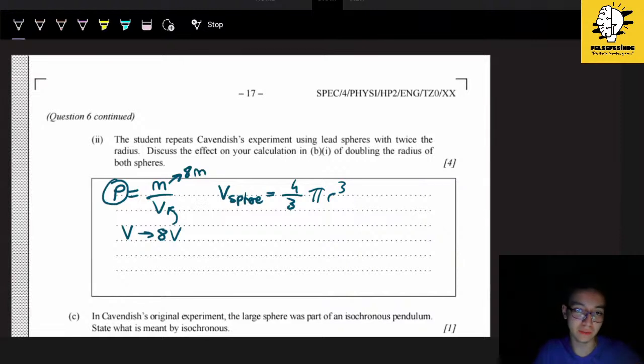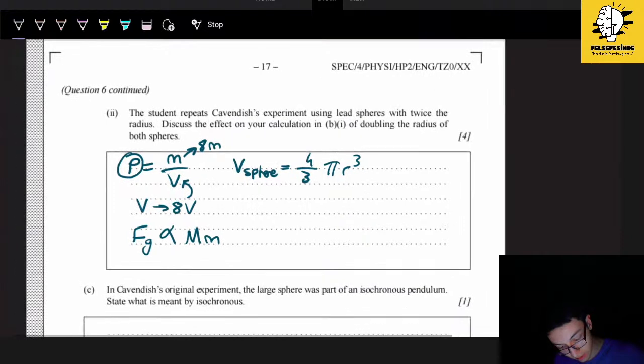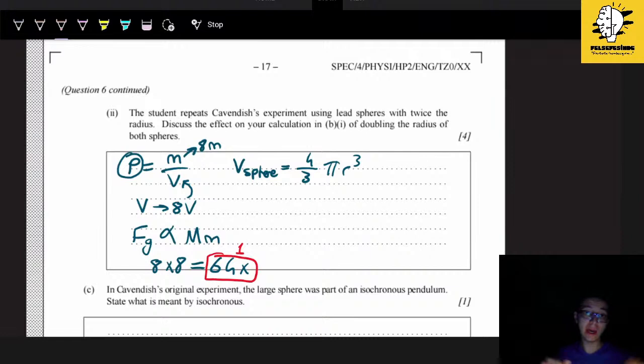Mass is 8 times bigger. Now, there is another point. Force was proportional to the mass product, so it is 8 times 8, which is 64 times. Let's keep this in mind, okay? This is the first thing to keep in mind. Fg will be 64 times bigger; it will be multiplied by it.